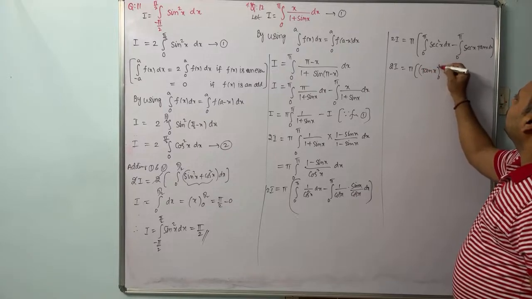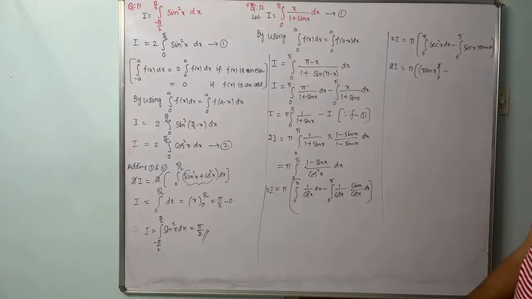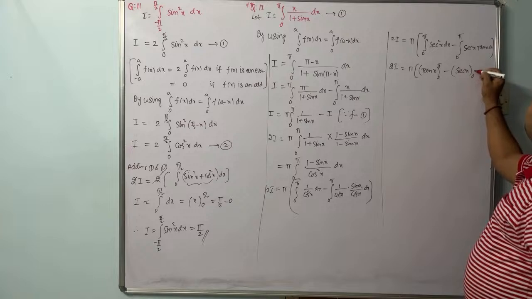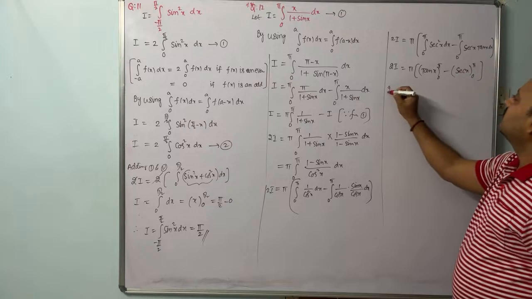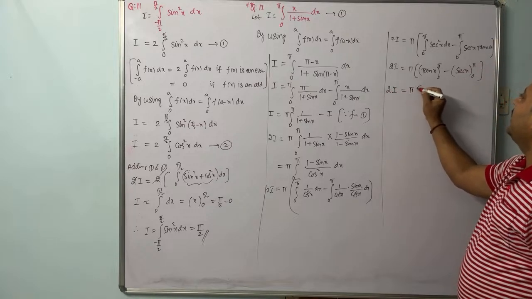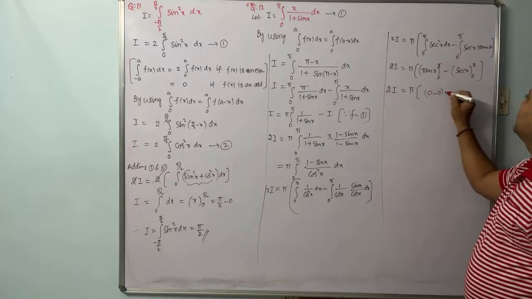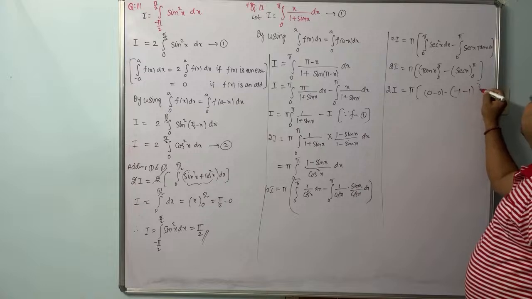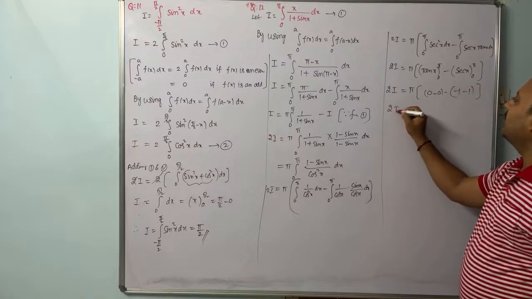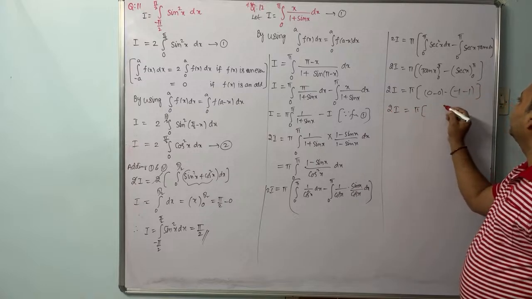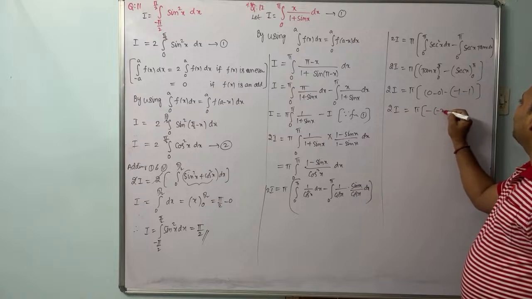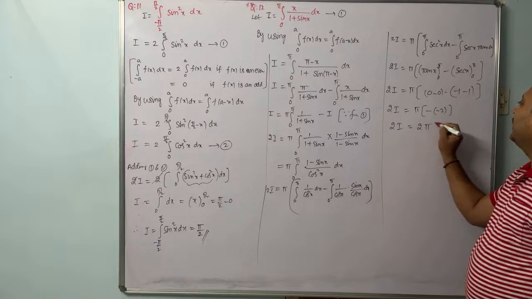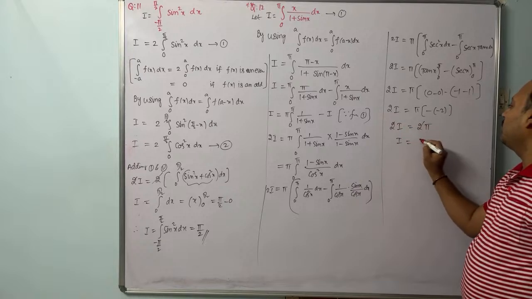applying the limit 0 to pi, minus integral secant x tan x is secant x, applying the limit 0 to pi. So 2I equal to pi into tan 0 and tan pi, both are zeros. Secant pi is minus 1, secant 0 is 1, minus 1. So 2I is equal to pi into minus of minus 2. So 2I equal to 2 pi, I equal to pi.